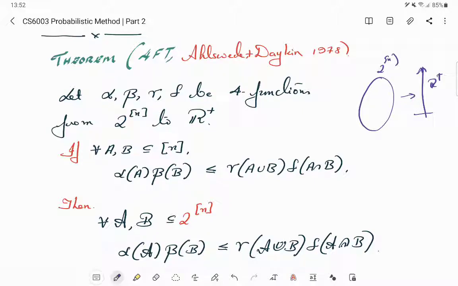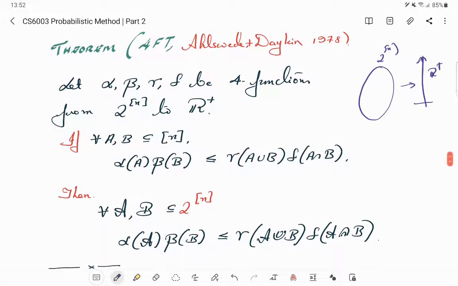Okay, now the four functions theorem states that if for any two members of the domain, so this A, B subsets of n is equivalent to saying A, B members of the domain, 2 power n.